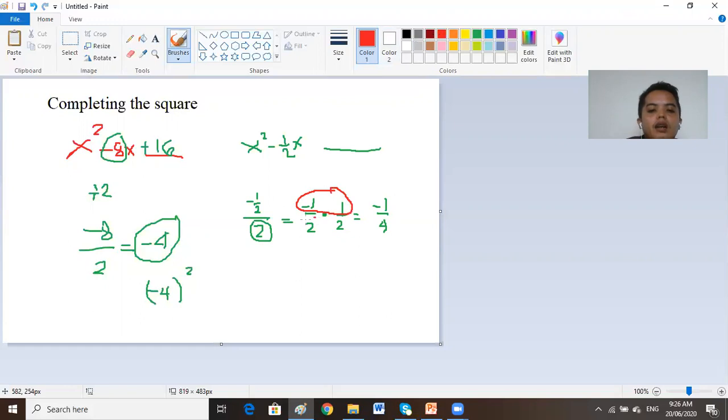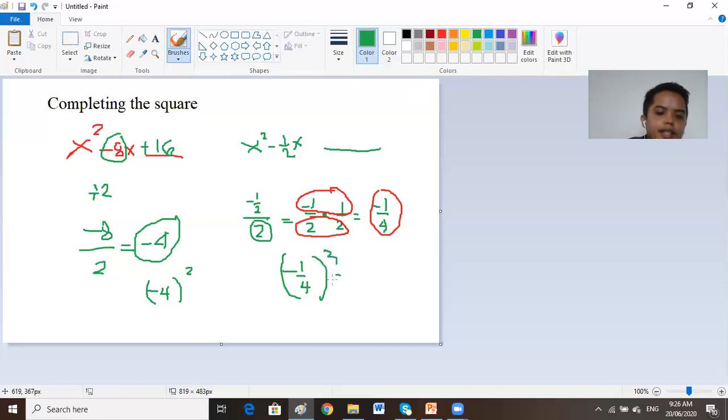So I've already discussed it in my modules on multiplication of fractions. Multiply numerator to numerator, then denominator to denominator. That's why we come up here with negative 1 over 4. After that, you square the result. So negative 1/4, and then you square it. What is the square of negative 1/4?